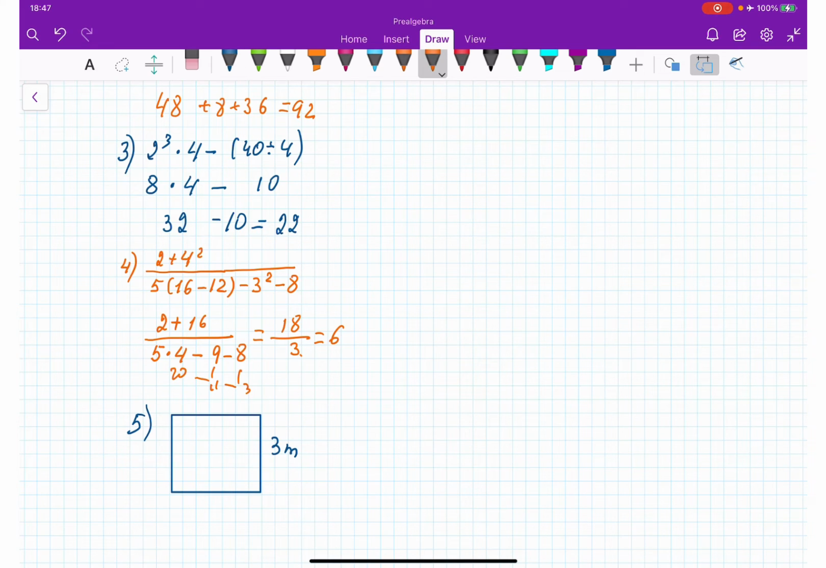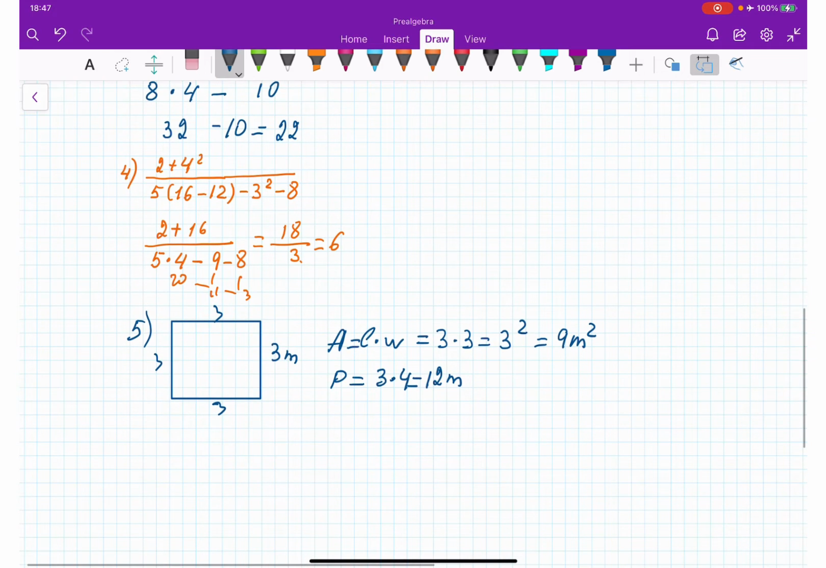Area is equal to length times width. Since length and width are equal to each other, it's going to be 3 times 3. Or we like to write 3 squared, which is going to be 9 square meters. Now, perimeter is equal to the sum of all sides. So 3 times 4. It's going to be 12 meters.